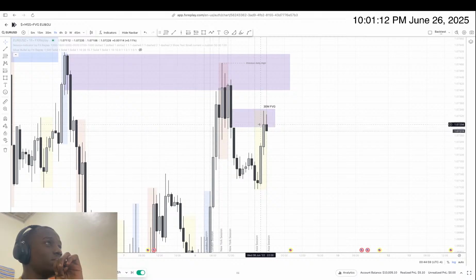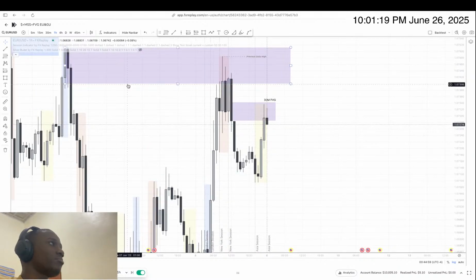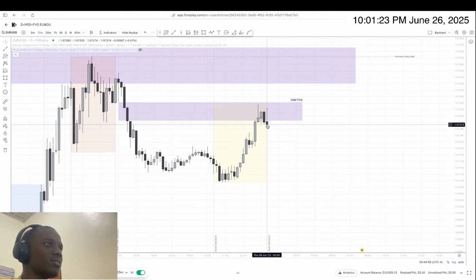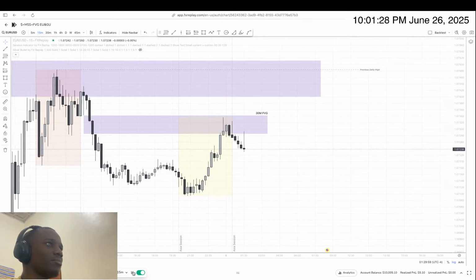Retracement into another order block for a drop. So this is where I'd like to trade, but it's in the middle of the night. Wait, it's midnight, so I wouldn't even be up at this time. So let's wait and see.